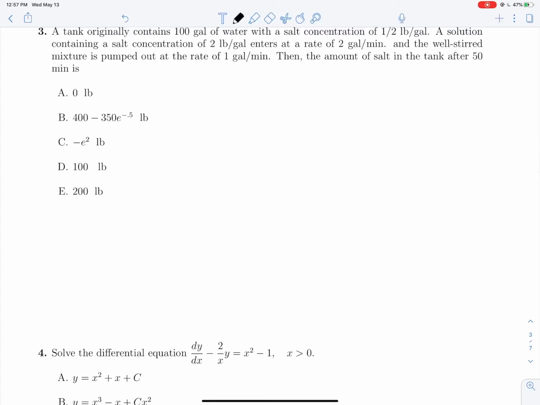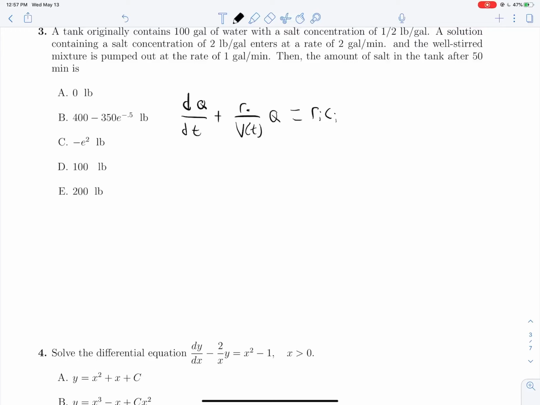Number 3, a tank containing 100 gallons of water with a salt concentration of, and so on. Okay, so it's one of these salt tank mixture problems. Our equation for this every single time is dQ/dt plus r0 over V of t times Q is equal to ri ci. And we'll start filling in these values here. It's good to note Q is just the total mass of salt in our tank at any given time.